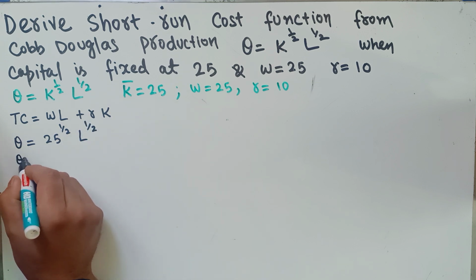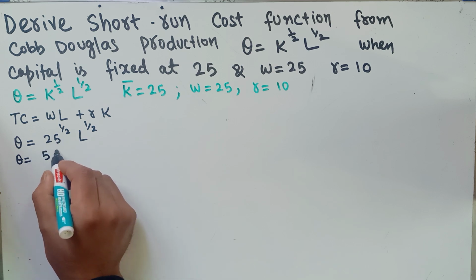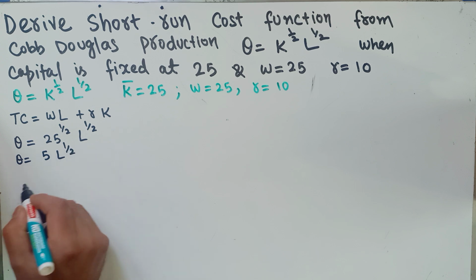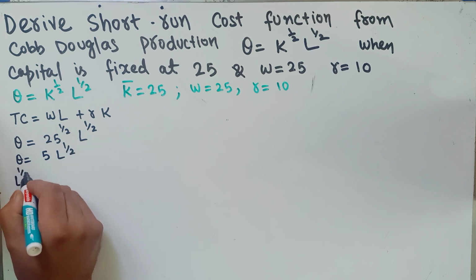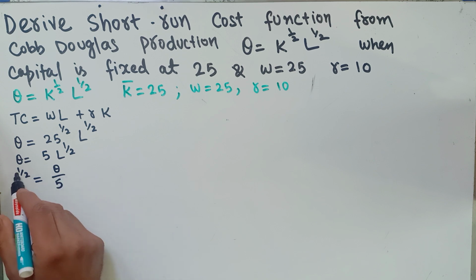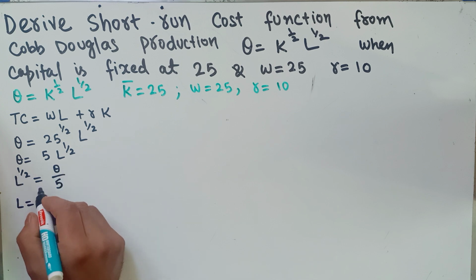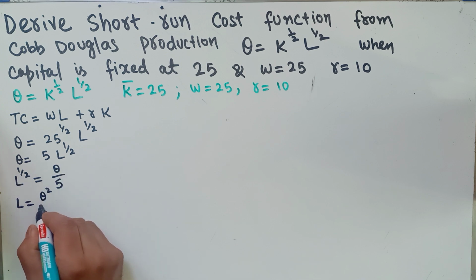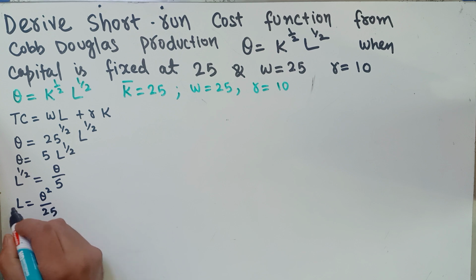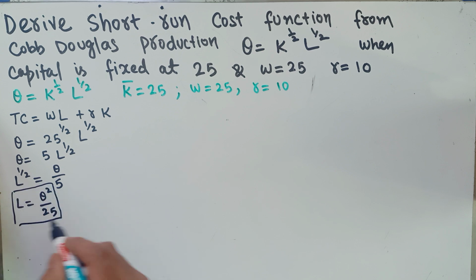So Q will be equal to 25 raised to the power 1/2, which is 5, times L raised to the power 1/2. This implies L raised to the power 1/2 will be equal to Q upon 5. Transposing the power 1/2, L will become Q squared upon 25. We have solved the given production function for L.